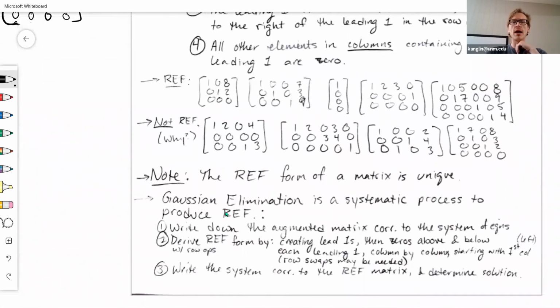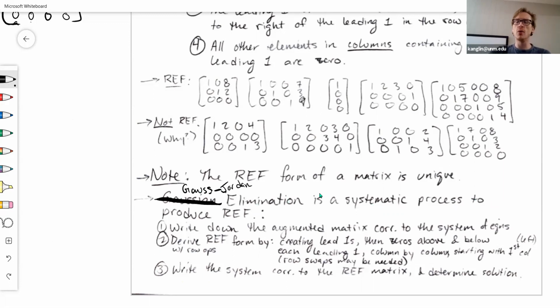So Gaussian elimination is a systematic process to produce this form. I should say, let me fix this in my notes here, Gauss-Jordan elimination. Gauss-Jordan, let me fix it completely. It's not Gaussian, it's Gauss-Jordan. Gauss-Jordan elimination is a systematic process to produce this form from a given matrix.